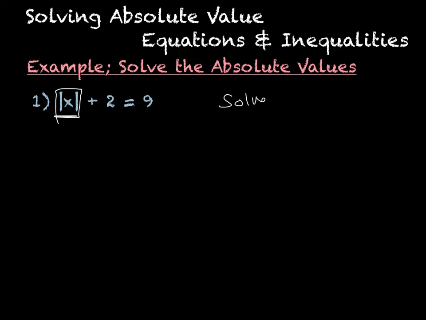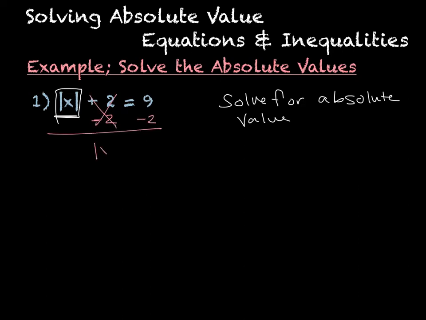Solve for the absolute value. Step 1. So I need to get rid of the 2. So I subtract the 2 from both sides, giving me the absolute value of x equals 9 minus 2, which is 7.